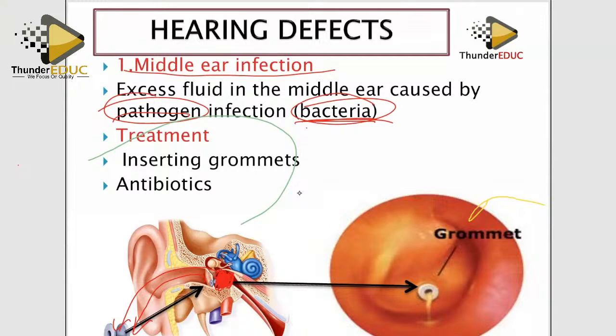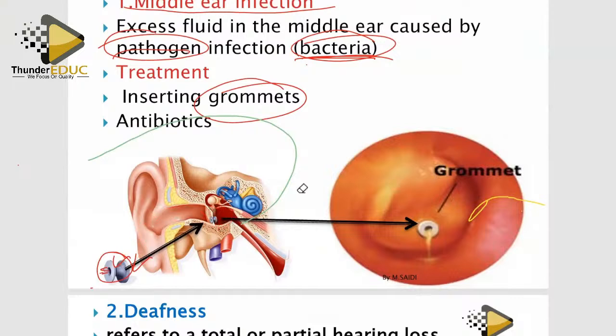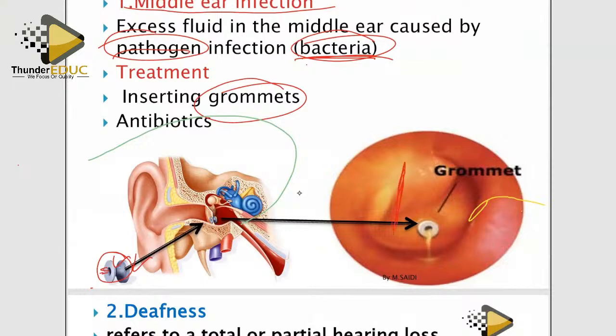Is it treatable? Yes, we can cure it. How? You insert a structure called a grommet. The grommet looks like this. It has a hole inside, and it has 2 parts. So what we do is we put it in here. We cut your tympanic membrane. This is the tympanic membrane. We cut it, and then we insert this grommet so that it connects this side and this side. And then now the pus is able to move out.